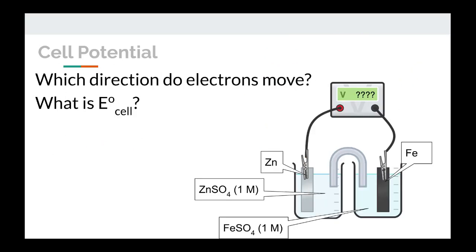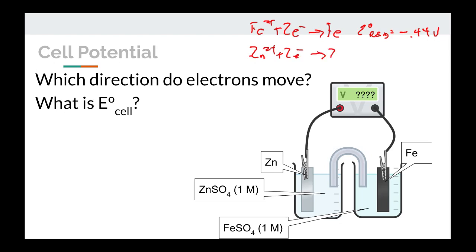Here's another example. You might want to stop the video here and try to figure this out. You'll need some information. For Fe2+ plus 2 electrons reducing to Fe, the standard reduction potential is negative 0.44 volts. And for Zn2+ reducing to zinc, the standard reduction potential is minus 0.76 volts, as we saw before.